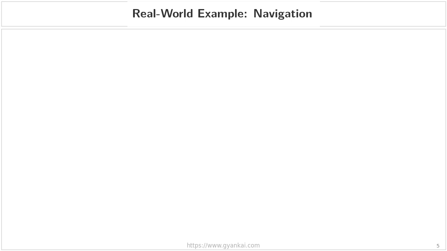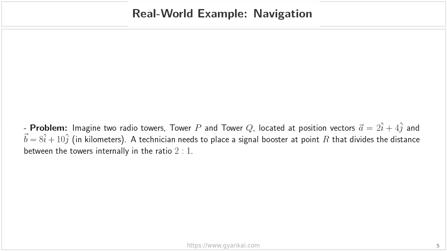Real-world example, navigation. Imagine we are working in the field of navigation. We have two radio towers, which we will call Tower P and Tower Q. Their locations are defined by position vectors. Vector A equals 2 i hat plus 4 j hat, and vector B equals 8 i hat plus 10 j hat, with the units in kilometers.